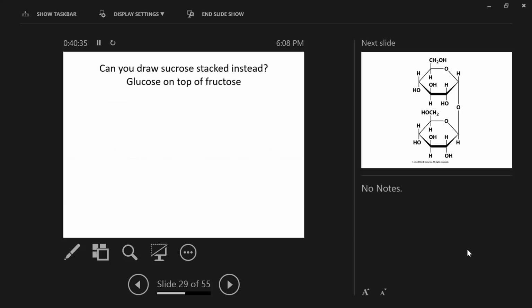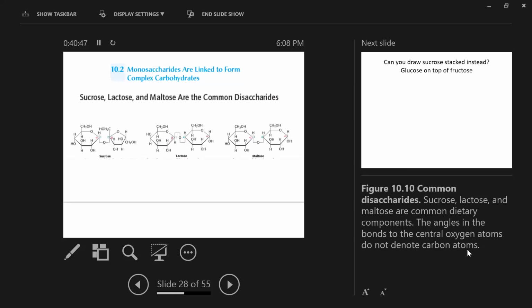Okay, and then this is going to lead to my next slide. Can you draw sucrose stacked instead? Because there it was the normal horizontal traditional thing. But the new thing is, if we look back at sucrose, and you wouldn't know it otherwise because we're just learning it, is that they have rotated the fructose, so the carbon 2 is near number 1. Normally carbon number 2 is on the other side, but they flipped it.